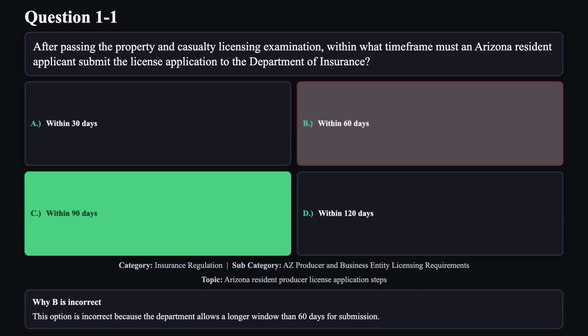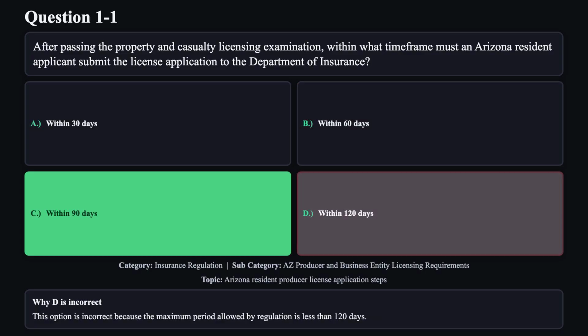Reason B is not correct. This option is incorrect because the department allows a longer window than 60 days for submission. Reason D is not correct. This option is incorrect because the maximum period allowed by regulation is less than 120 days.